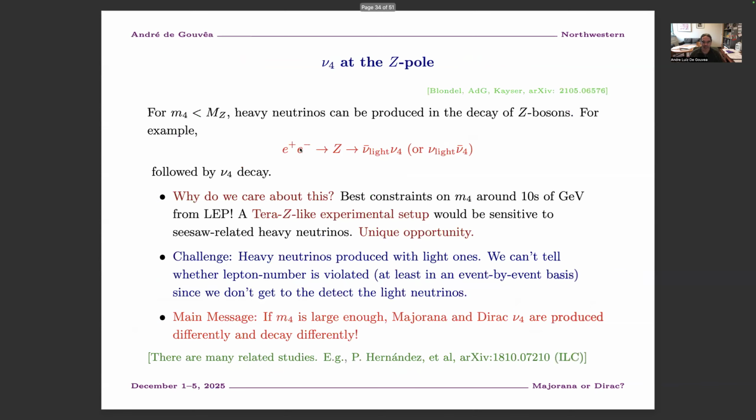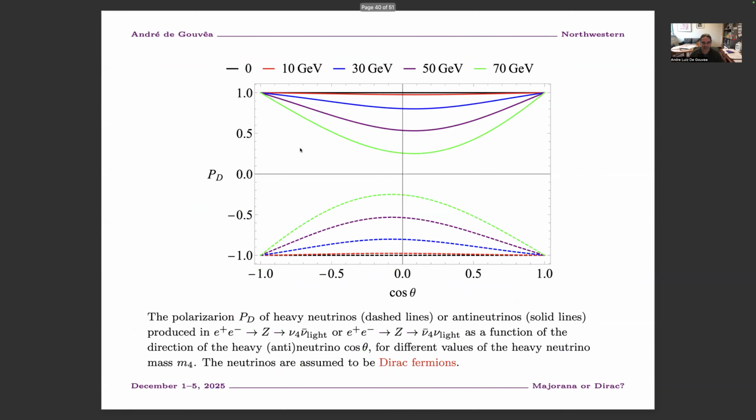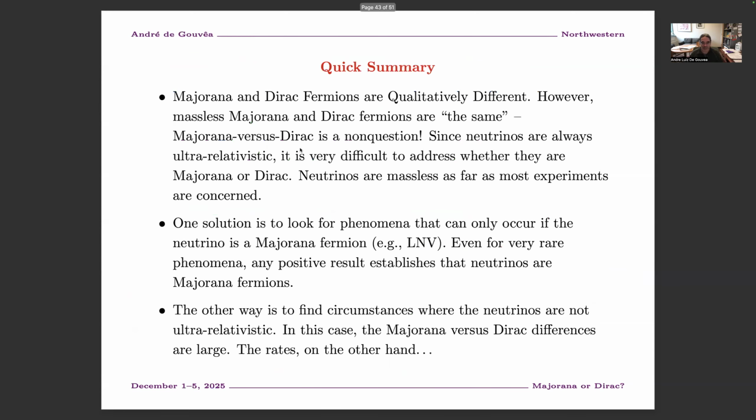Okay, I'm going to skip what I was going to talk about last, and then I'm going to jump to my conclusions or the quick summary. So the summary is Majorana and Dirac fermions are very, very different. However, if the mass is zero, they are not different. They are exactly the same. And you can't even ask if they're Majorana or Dirac. It's not a physics question that's allowed. And because neutrino masses are very, very tiny, answering this Dirac versus Majorana problem is very, very difficult to do in practice.